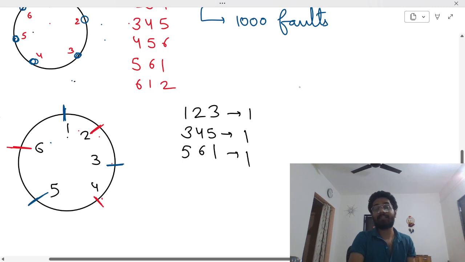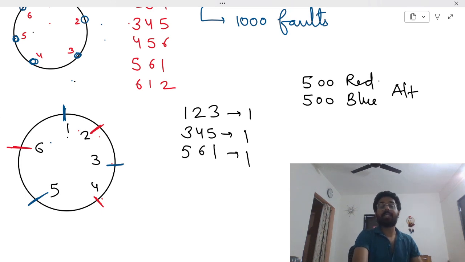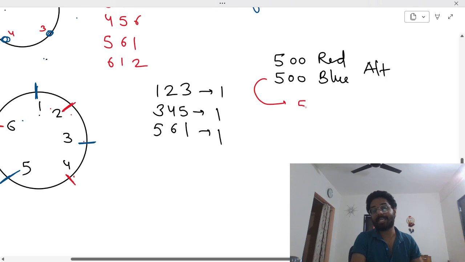So guys, if we have 1000 balls, with 500 red dots and 500 blue dots in alternate order, the number of faults is going to be 500. I hope this is clear to you.